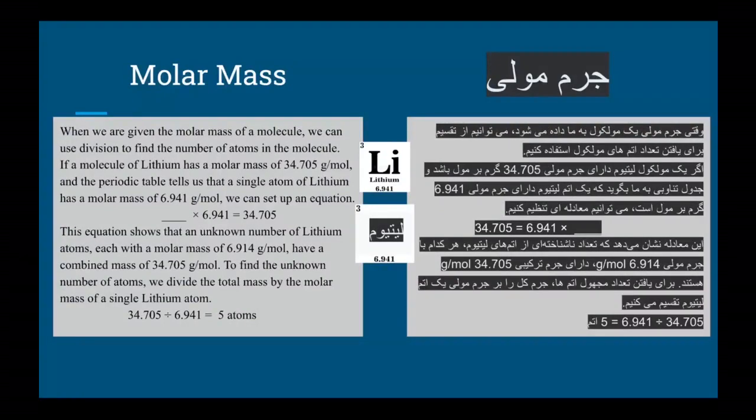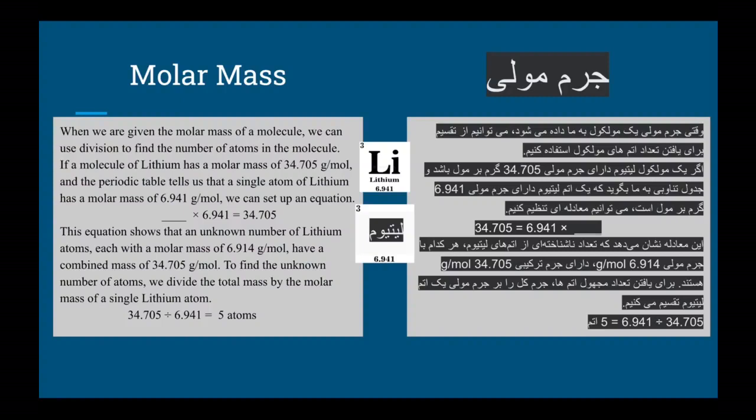Previously, we had been working to find the molar mass when given a certain number of atoms, but now we are going to practice finding the number of atoms when given the molar mass. I made up an example here for us to practice. We're going to look at a molecule of lithium, which we are told has a molar mass of 34.705 grams per mole. The periodic table tells us that a single atom of lithium has a molar mass of 6.941 grams per mole. So we can use this information to set up an equation.